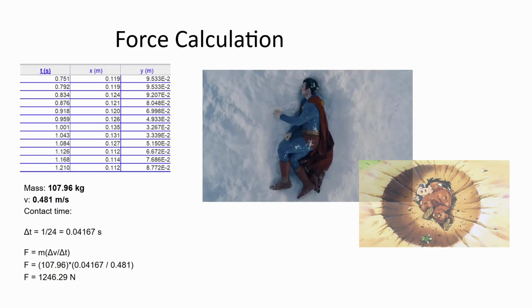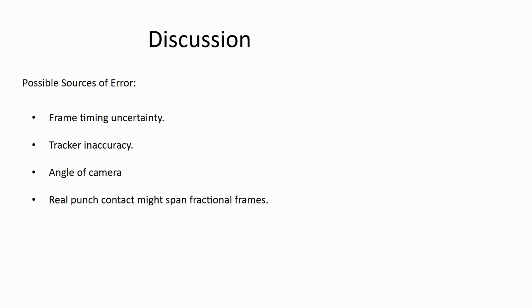Now, from the tracker data, I measured a peak velocity of 0.481 meters per second. The clone's mass was taken from the actor David Corenswet's weight of 107.96 kilograms, and the punch lasted one frame, or 0.04167 seconds. Using F equals mass times change in velocity over change in time, I calculated a punch force of 1,246.29 newtons. Now, this force of the punch is backed by the average force of an adult male's punch, which is 800 to 1200 newtons.